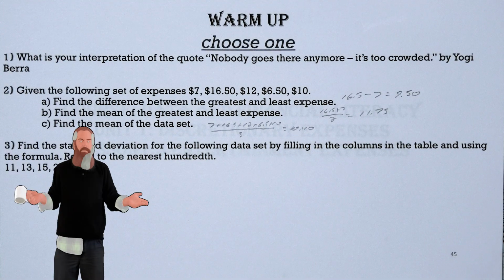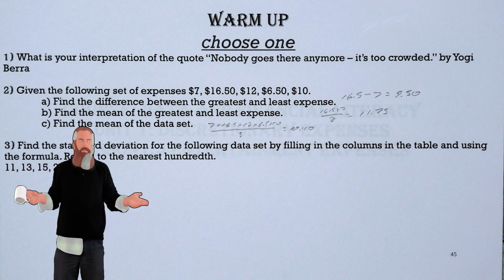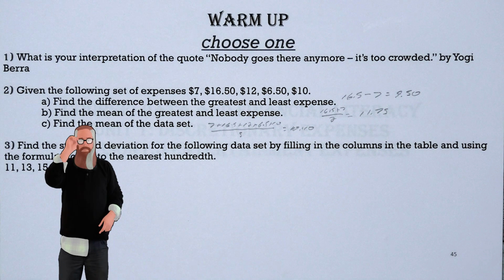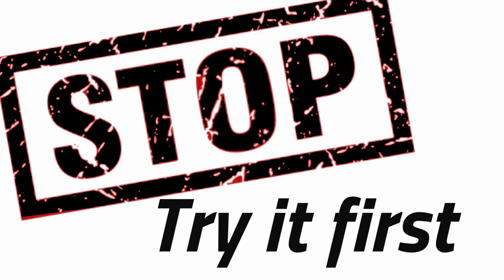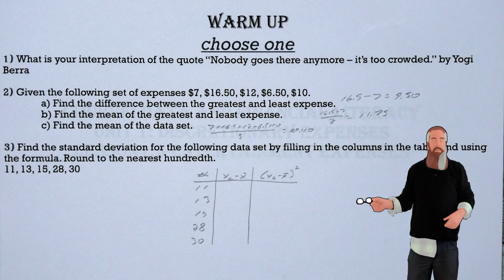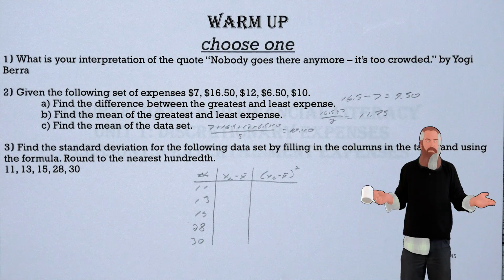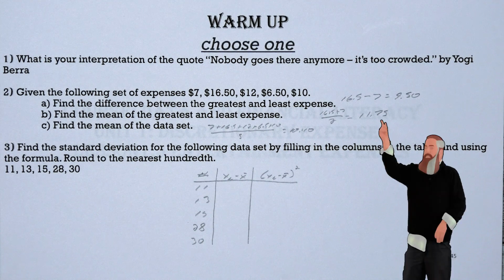Now we're going to take a look at a problem that you will be able to do by the end of this lesson, and that is to find the standard deviation for the following data set by filling in columns in the table using the formula and rounding to the nearest hundredth. The first thing we're going to do is build a table, and in the left column, we're going to put the number that is the data. Next, we're going to put x sub i minus x bar. The third column, we're going to do the second column squared.